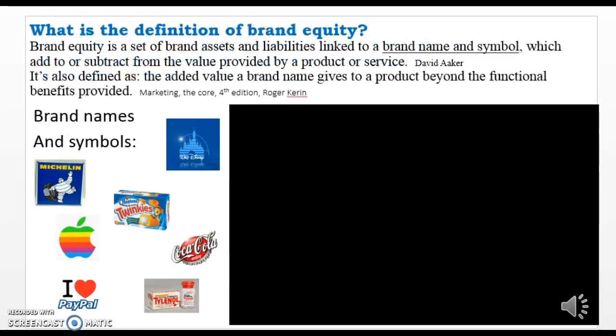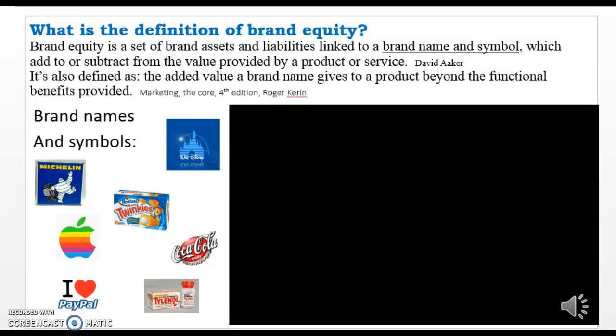In this next segment, we'll talk about the definition of brand equity. I had a short video, but I'm just not able to incorporate it into this presentation. But at the end of the presentation, there's a website. It's a 2-minute animated YouTube video on the definition of brand equity.